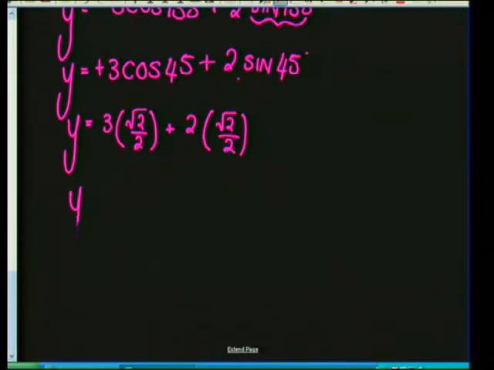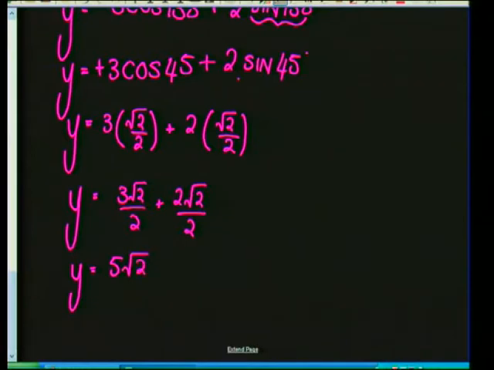Okay? So when we simplify this, I'm going to have 3 root 2 over 2 plus 2 root 2 over 2. And again, if I've got 3 root 2 plus 2 root 2, it's surds. You've got like surds, so you can add them together. 3 root 2 plus 2 root 2 is going to give you 5 root 2 over 2. Okay, and that, guys, is going to be the x and y coordinates of your point Q.